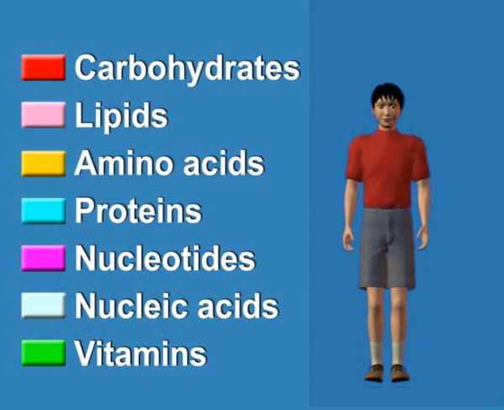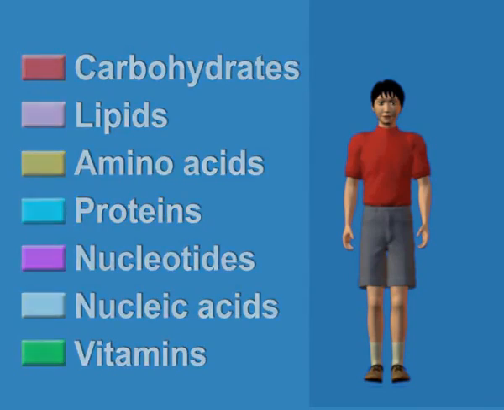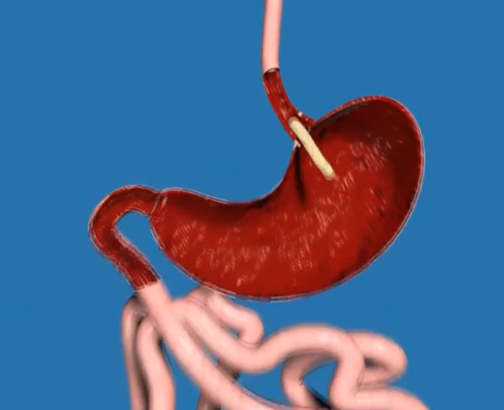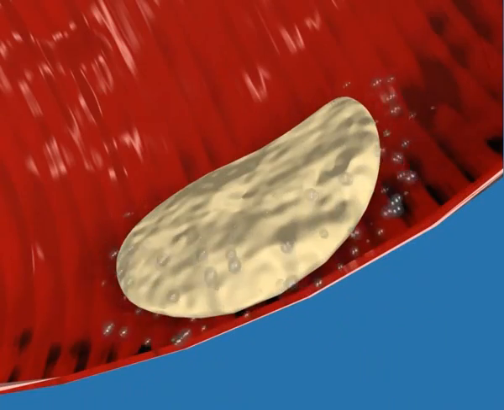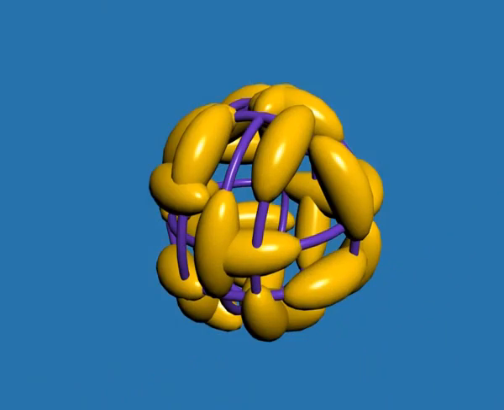Out of these, proteins are very important. You must know that different kinds of reactions taking place in the body are catalyzed by different kinds of enzymes, which are basically proteins.